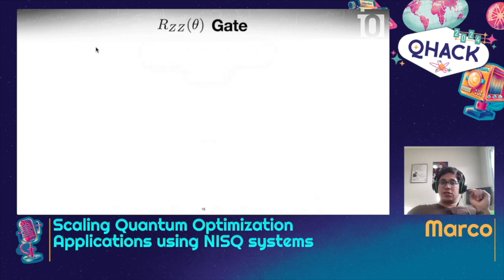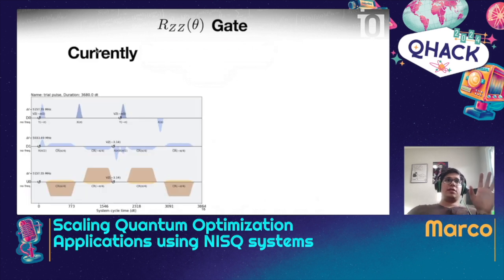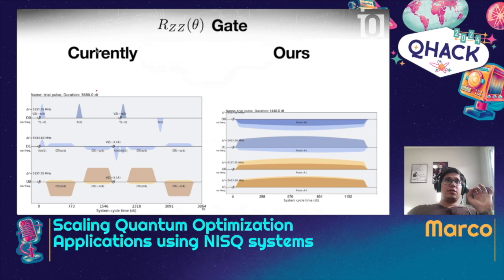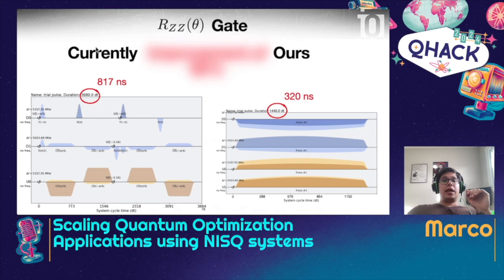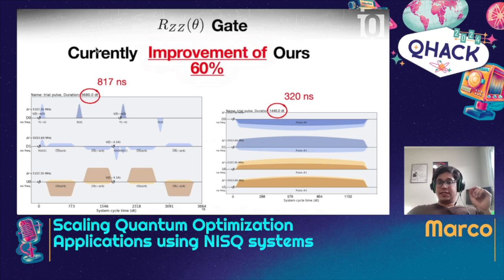Now this other gate, this RCC gate, is a parameterized gate. For a given parameter, right now you need 800 nanoseconds, and we found another one with 320 nanoseconds that does the same operation, and this means we have an improvement of 60%.